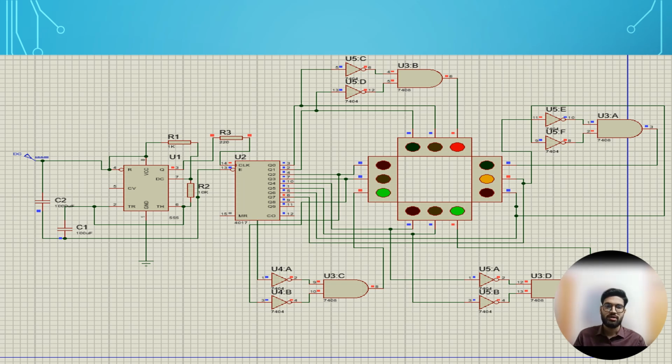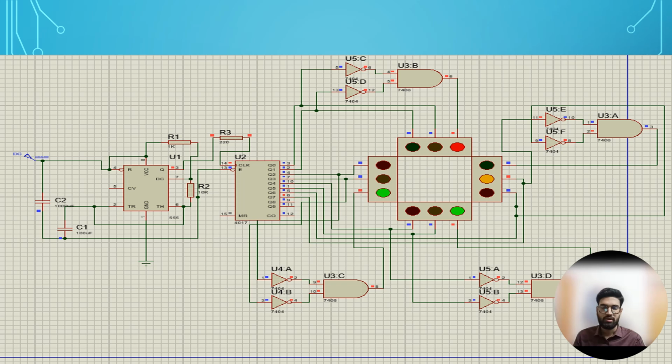So let's start with the traffic light sequence. The sequence of outputs from the 4017 counter will control the traffic light system. For example, Q0 might turn on the green light for one lane, Q1 might turn on the yellow light for the same lane, and Q2 might turn on the red light for that lane. Meanwhile, other lanes might be controlled by different outputs like Q3 or Q4, depending on the configuration.